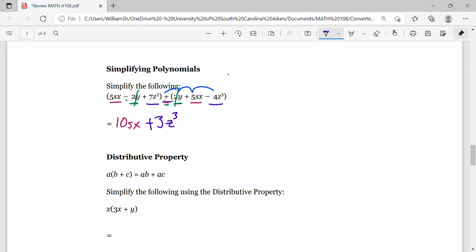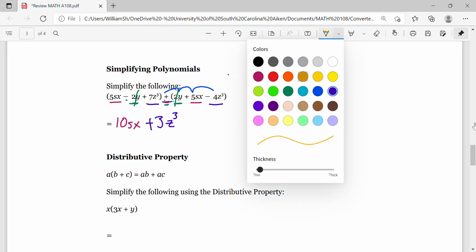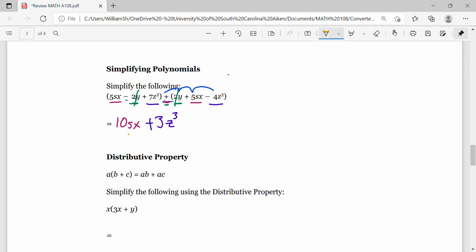I can't combine these last two terms because their variables aren't the same. Their variables have to match in order to combine them. This one has a variable of sx. This one has a variable of z to the third. Therefore, they cannot be combined, and that is as simple as you can go.